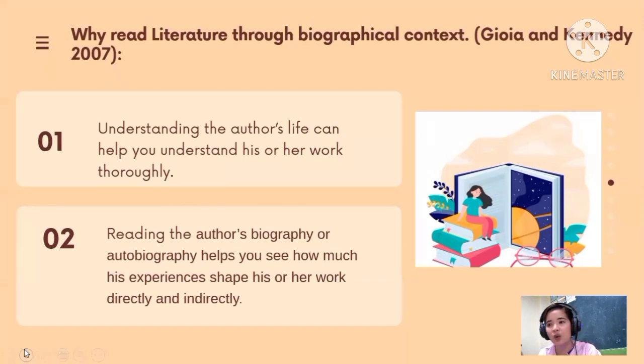So first one, according to Gia and Kennedy 2007, understanding the author's life can help you understand his or her work thoroughly. So when you try to learn about his life experience, you will eventually understand where he or she is coming from. The situations and the happenings within the story, you may incorporate with his own life experience.